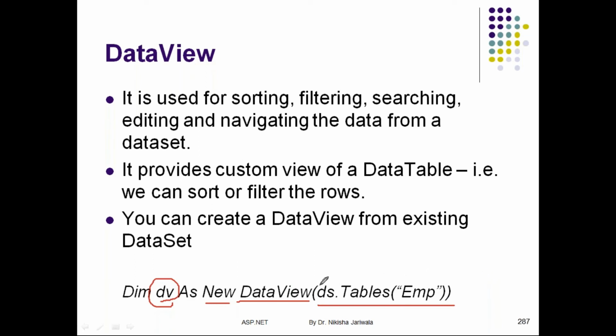So over here I have specified DS, that is the object of the data set. I have used the Tables collection, and from the Tables collection I have used the EMP table, right? So according to the EMP table present within the data set, the data view will be created, and the object of the data view is DV. It means in future, if I want to implement filtering or sorting or searching on this particular data view, then I can use this DV object, right?